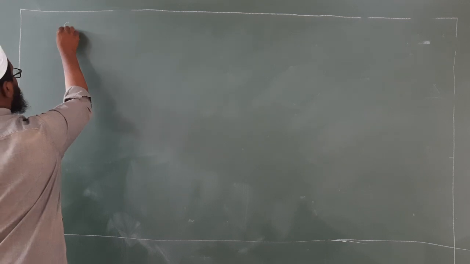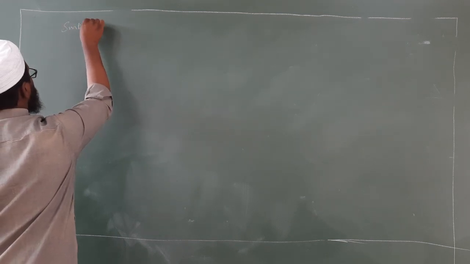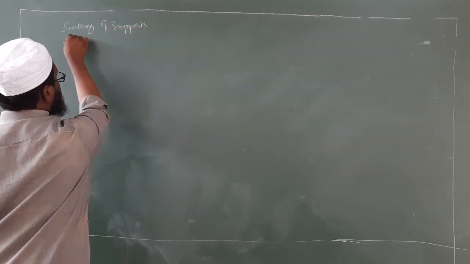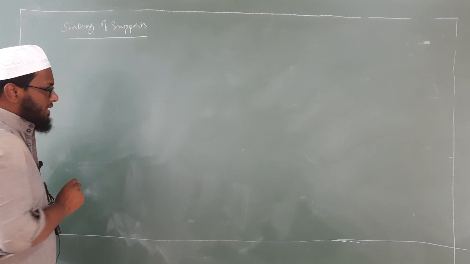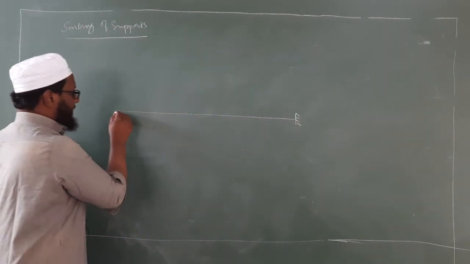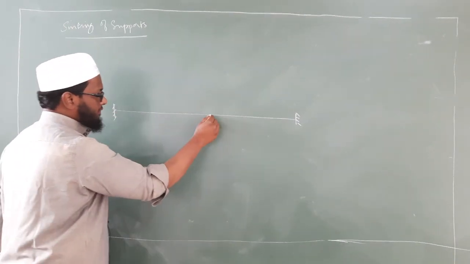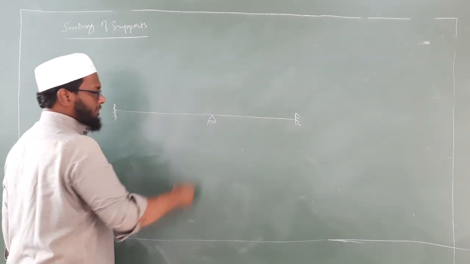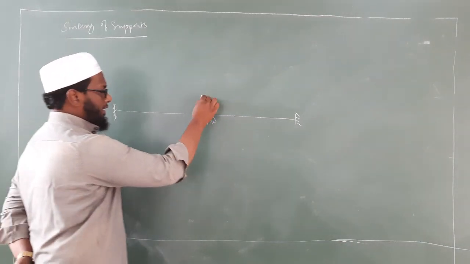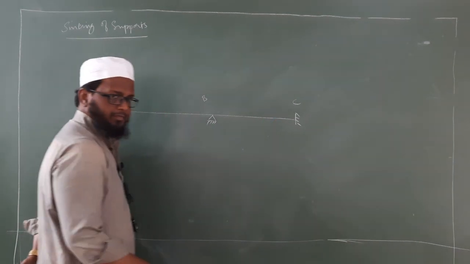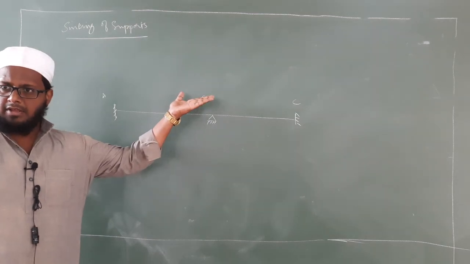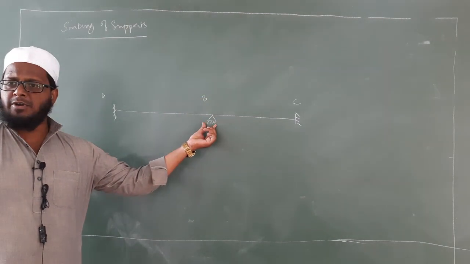So, sinking of supports. In this case, see, for example, I have a continuous beam, and this is A, B and C. Fine. So what happens here, because of loading? Somewhere support B sinks down.